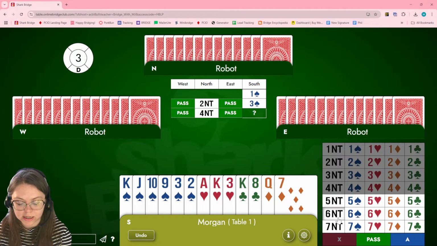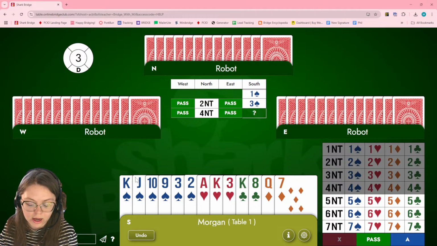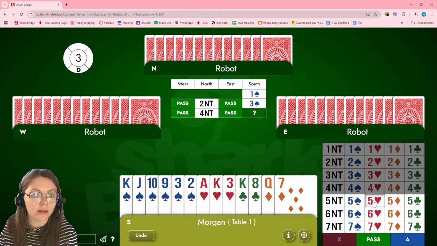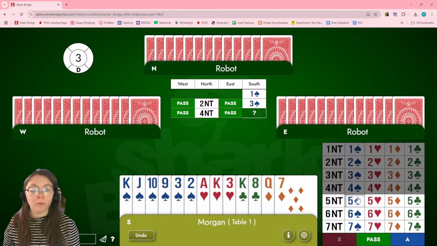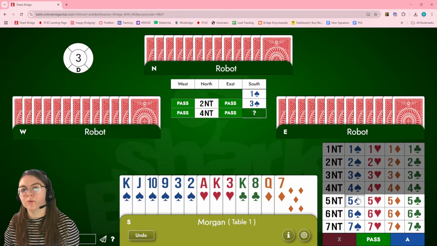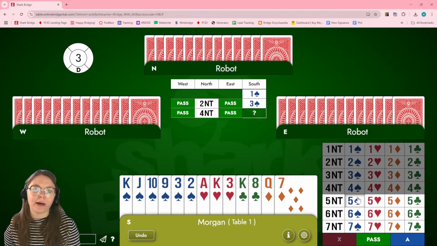They are interested in how many key cards I have. I have 2 key cards, and I do not have the queen, but I may be able to fudge it and tell them that I have the queen because I have the 6th spade. So this is another interesting little tidbit of information. Sometimes if you have a known 10 card fit, your partner doesn't know that you have a 10 card fit, but you do, and you don't have the queen of spades, sometimes you can lie about it and say, hey, I do have the queen.